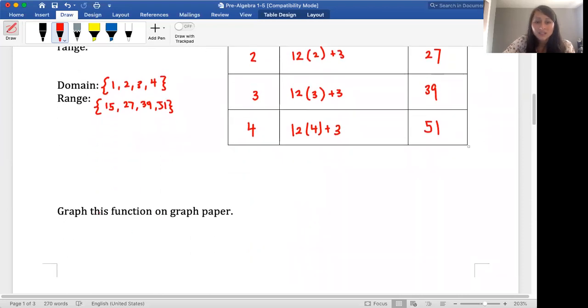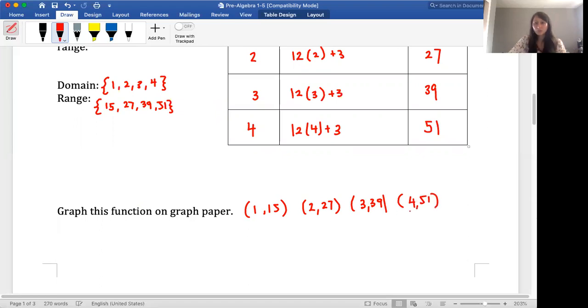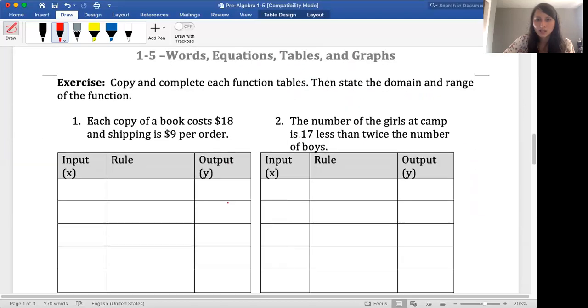Okay, next step. Graph this function on graph paper, which means now you have these ordered pairs: 1 and 15, 2 and 27, 3 and 39, and 4 and 51. You can plot these points on graph paper and you'll see a pattern of how the prices change and go up. I won't graph this one because these are pretty big numbers, but let's do another one together.